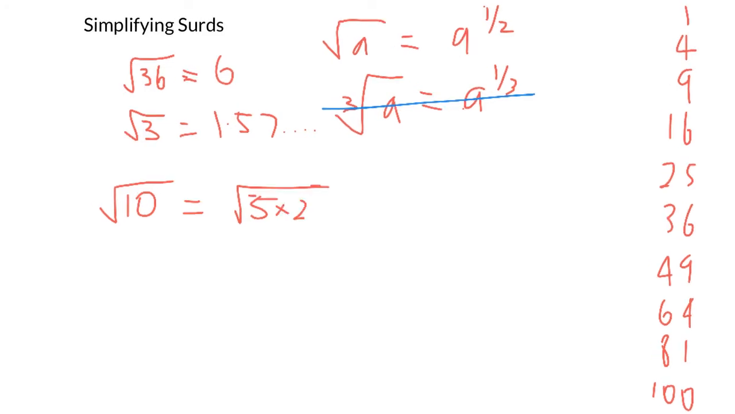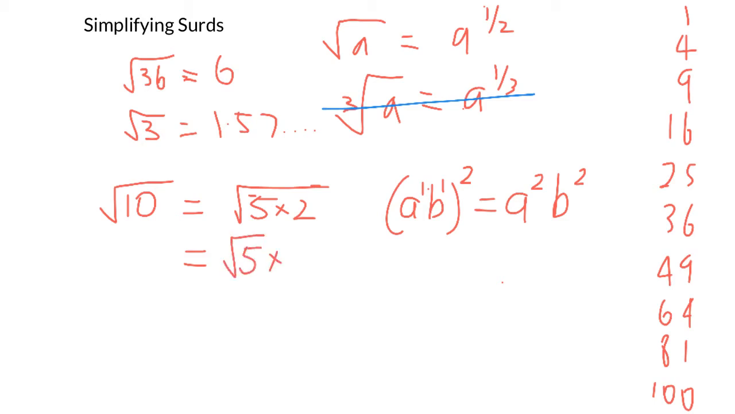You'll think back to one of our index laws, something like this. If I've got (ab) to the power of 2, that's the same as a squared, b squared. Whatever powers are in here, I can apply this 2 to both of those. So it becomes ab times ab, or a times a times b times b, a squared, b squared. I can do the exact same thing here with my surd. If I've got 5 times 2 to the power of a half, that's 5 to the power of a half times 2 to the power of a half. Or another way to put it, I can split that up into root 5 times root 2.